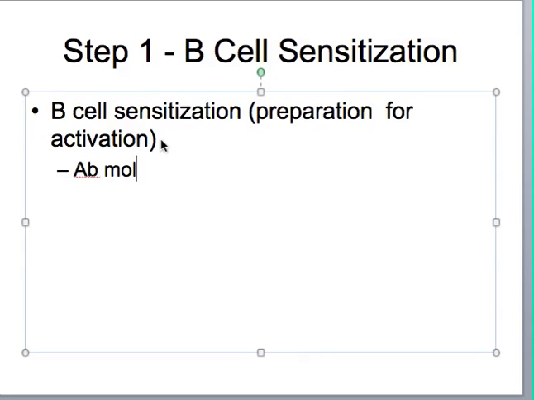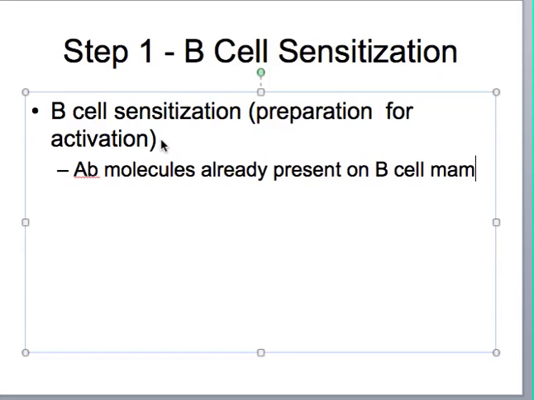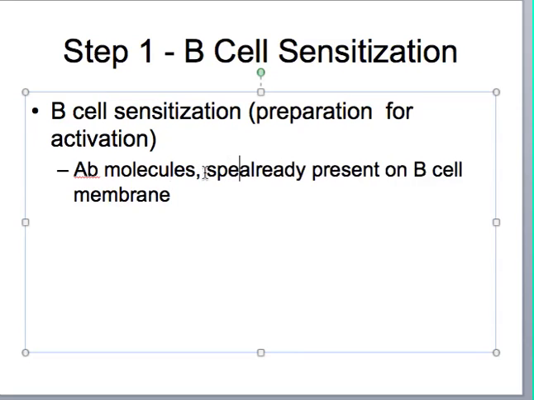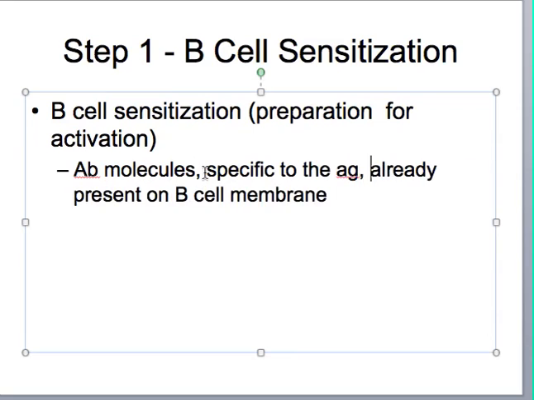Antibody molecules already present on the B cell membrane. They're already present. The antibody molecules that are specific to the antigen are already present on the B cell membrane. So we need to know that. The antibody molecules. So we need to talk about antibodies here in a little bit.